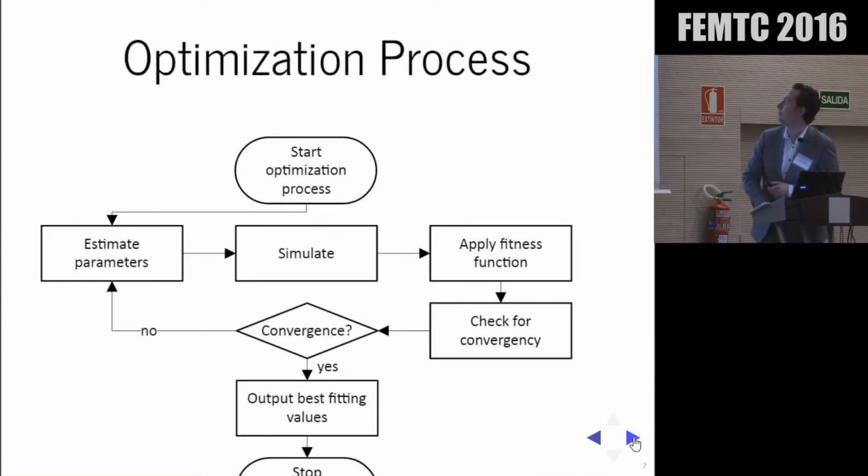This is our optimization process. We start to estimate parameters, then run the simulation. We used FDS as the pyrolysis model. And we apply a fitness function on the results of the simulation, for which we used the root mean square error function, then checked for the convergence to the experiments, and if it didn't converge, the whole loop began from the start to estimate new parameters, and it depends on the used algorithm how we estimated parameters.